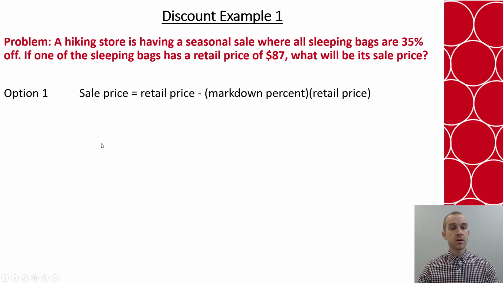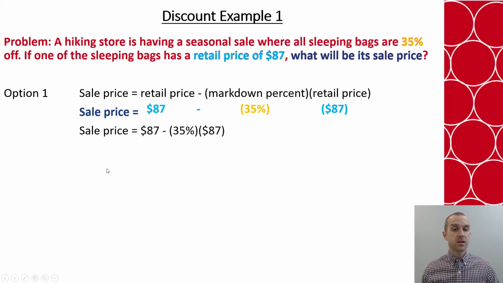So let's start with, do we know our sale price? In this one, what will be its sale price? So no, we don't. The retail price, well here I'm told the retail price is $87. So I'll plug it in here and here. Last thing I need is my markdown percent, which is stated right here as being 35% off.